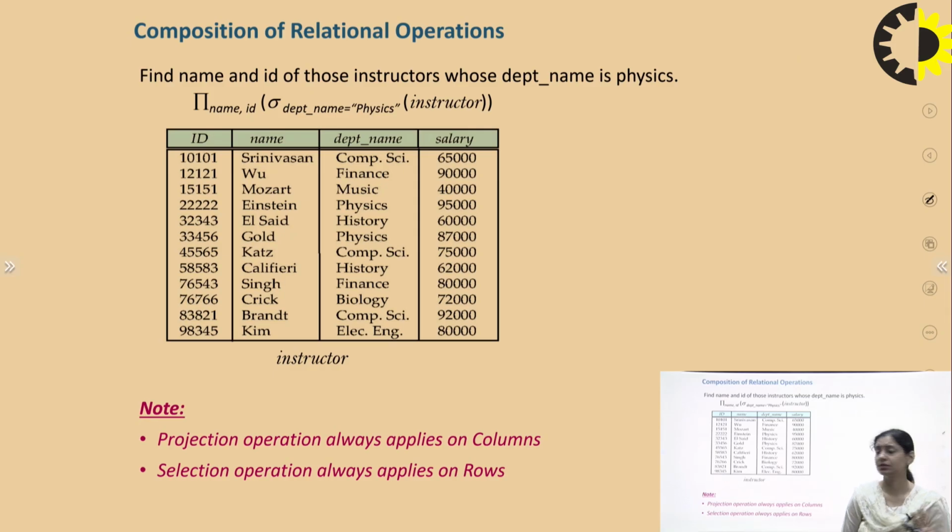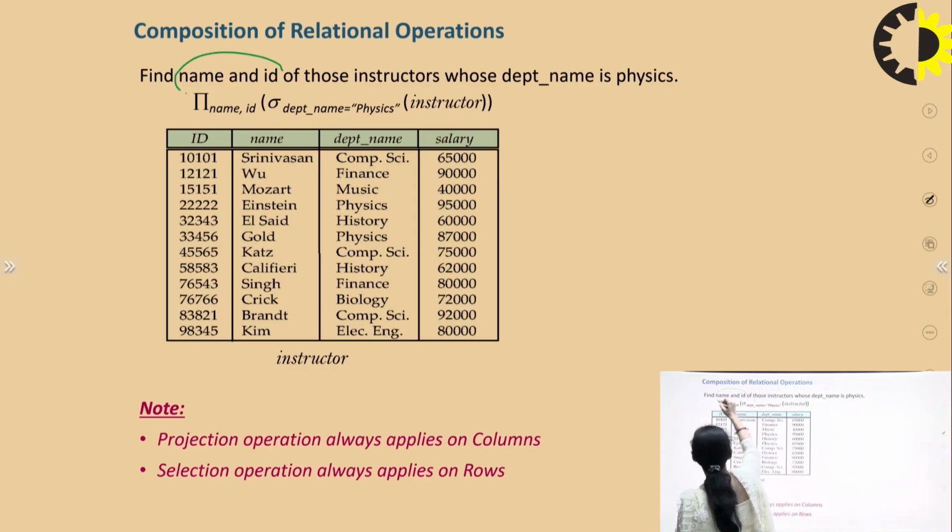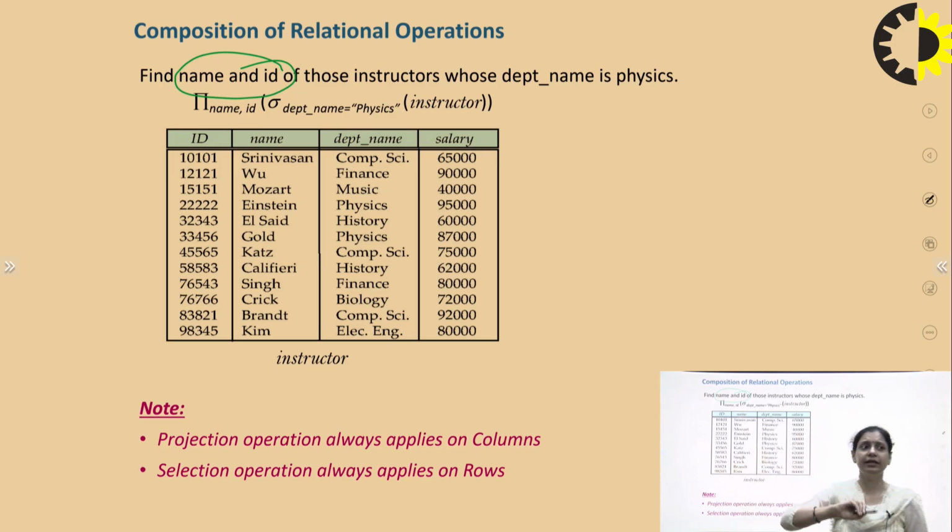So there are two things. The first thing is, they are asking you to identify the name and ID, which are the attributes of the relation instructor. Because name and ID are attributes of the relation instructor, on these two we will be applying the project operation. Now, the next thing they are saying is, only those instructors whose department name is physics. So this is a combination. We are applying the condition onto the records and we are finding out the selected columns.